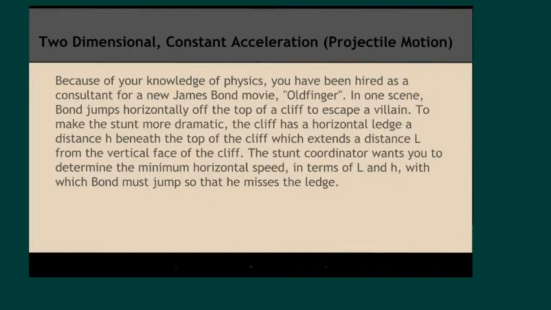So now let's look at this again, reread the problem, and see what values we can pull out of this that we need to use in coming up with our solution. So we know that he's going to be jumping horizontally with some initial speed, and that we want to determine L and H and their influence on that speed. That is, we want to find the initial velocity he'll need with a given ledge width L and height that he's going to fall H.